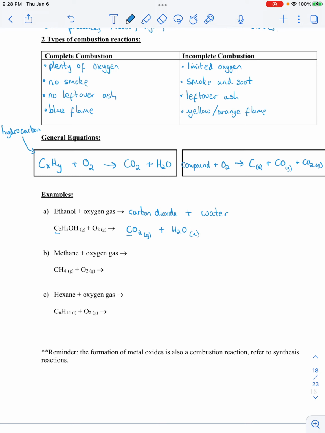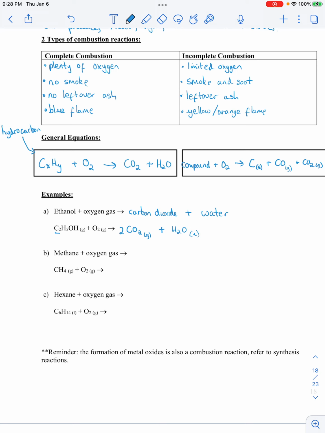I've got 1 carbon on this side, so I'm going to pop a 2 in front here to balance my carbons. I'm going to do my hydrogens next, and then do oxygens last.